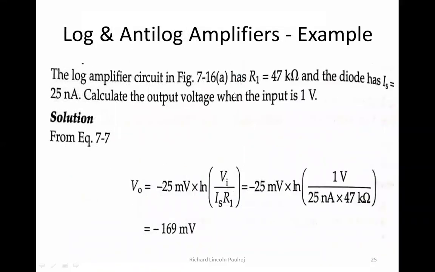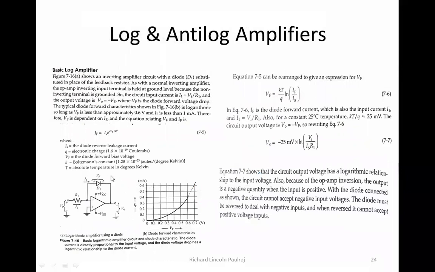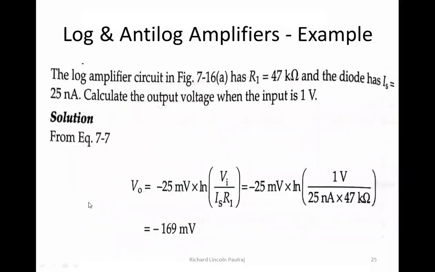Right. So let us solve a simple problem here, and we will get to know how to actually find out the values. So we have a log amplifier circuit, which means we're going to use the same circuit here. And this has R1 is equal to 47 kilo ohms, and the diode has IS is equal to 25 nanoamps. Calculate the output voltage when input is 1 volt. So Vi is there, IS is there, R1 is there, so we need to calculate V0.